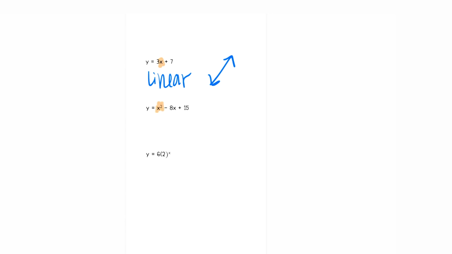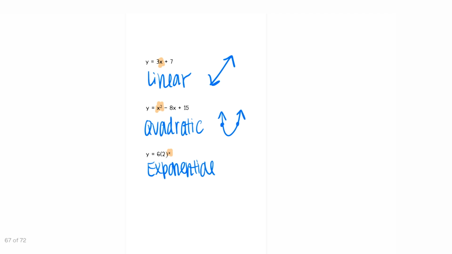If your equation has an x that's being squared, that's a quadratic equation. It forms the shape of a parabola because every x value you plug in is being squared. So whether you plug in a -3 or a +3, they're both going to be a +9. Now, if your x is the exponent, that is an exponential function. As you raise 2 to a higher power, it exponentially increases.